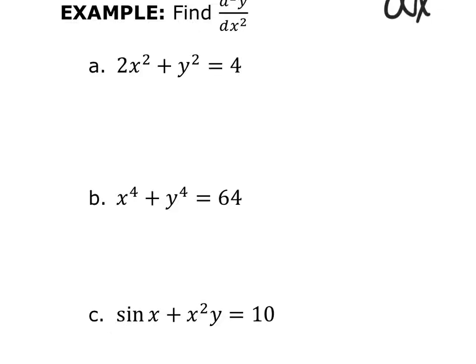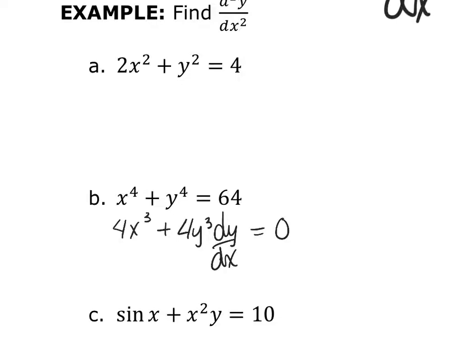So the first thing I need to do is do the derivative implicitly. Which one do you want me to do? B as in boy? Okay. So I'm going to do the derivative implicitly. And so I'm going to get the derivative of x to the fourth is 4x cubed. The derivative of y to the fourth is 4y cubed dy dx. Derivative of 64 is 0.